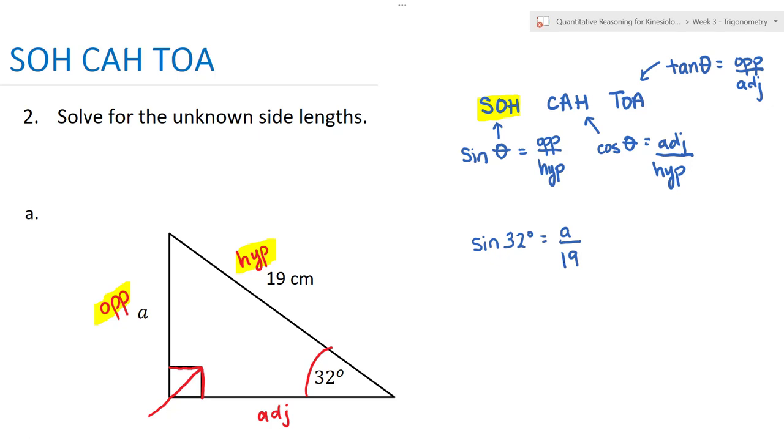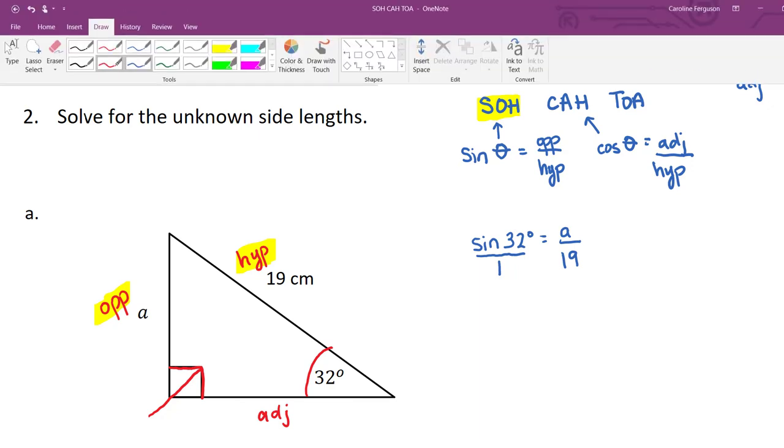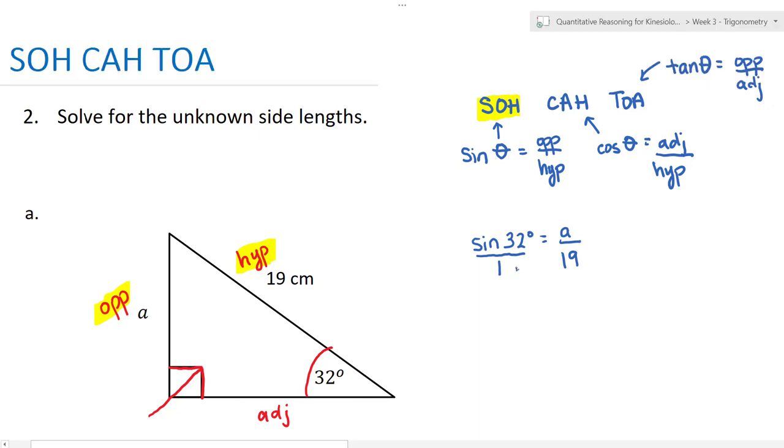Okay, so now we're trying to solve for A. If we have a fraction and we're trying to solve for something, I find the easiest thing to do is to cross multiply. Sine 32 degrees right now doesn't look like a fraction, but to make it a fraction, we can just put it over 1. That doesn't change anything. Now I'm going to cross multiply, which means I'm going to multiply diagonally. So I'm going to multiply A times 1 and 19 times sine 32.